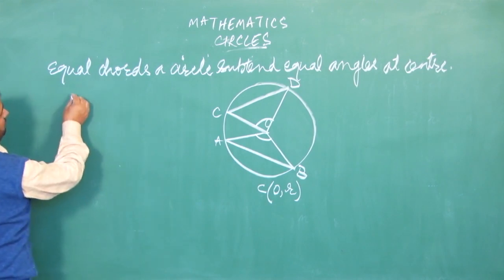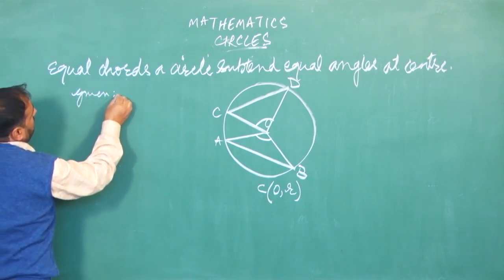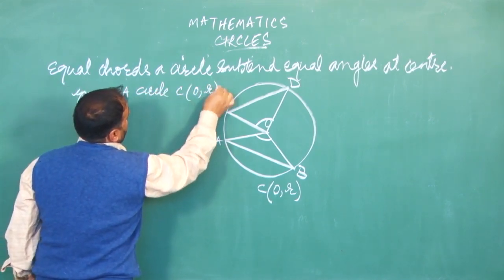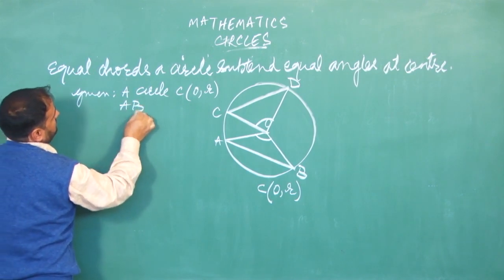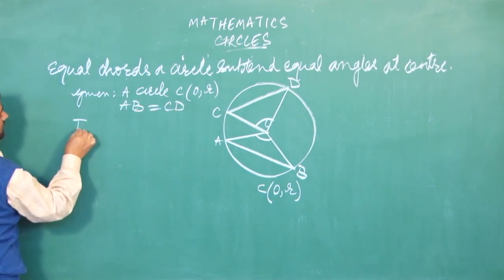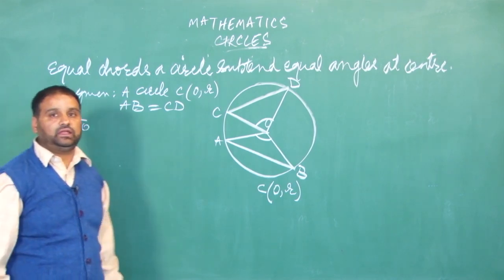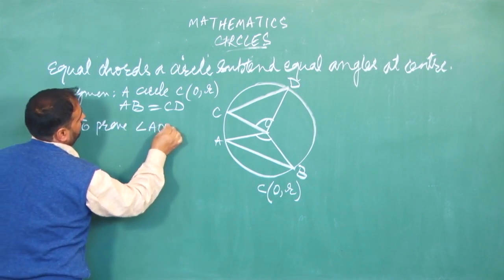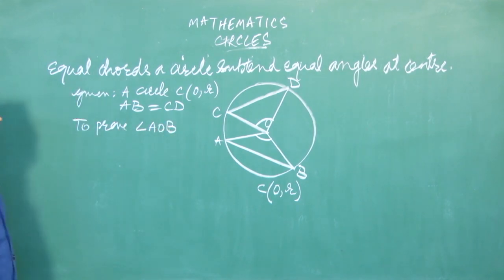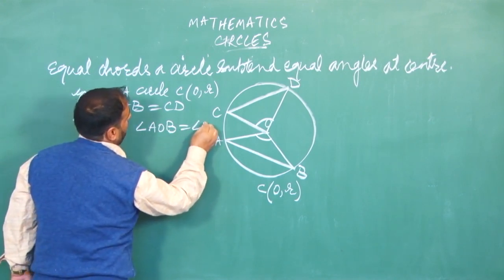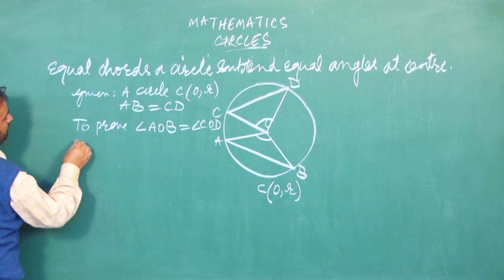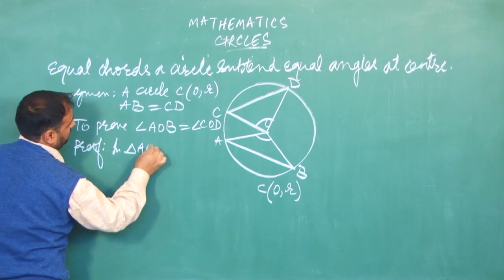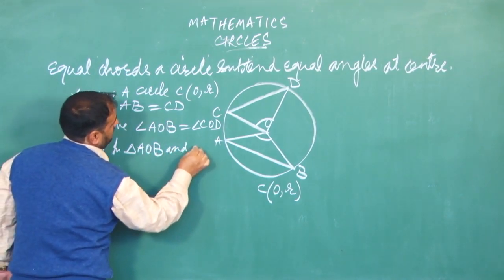To prove that, we are given a circle C with center O, radius R, and we are given two equal chords AB and CD, and we need to prove that these two equal chords subtend equal angles at the center. That is, angle AOB is equal to angle COD. For that, we take two triangles made by them. That is the proof. Take triangle AOB and triangle COD.